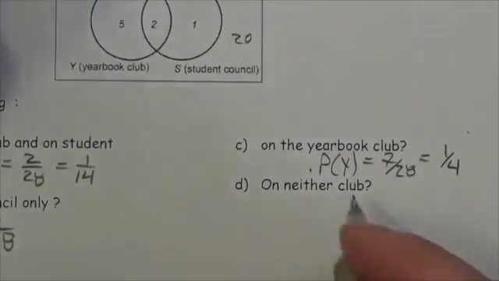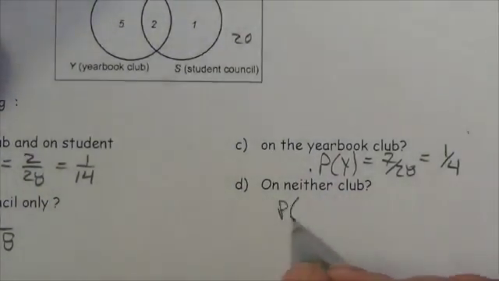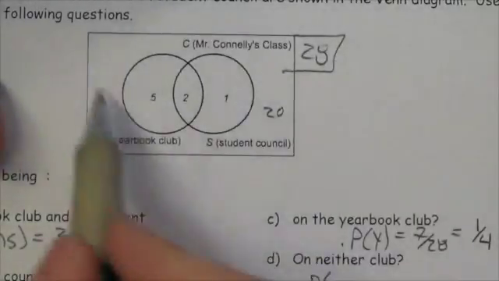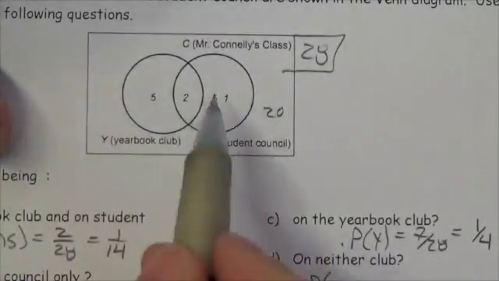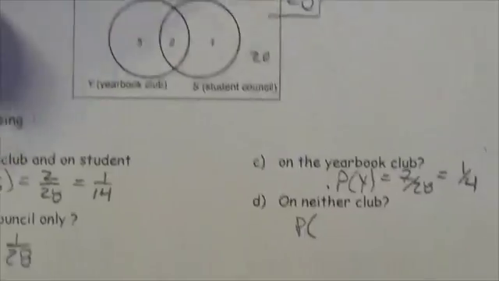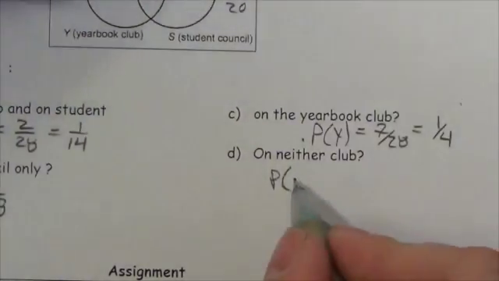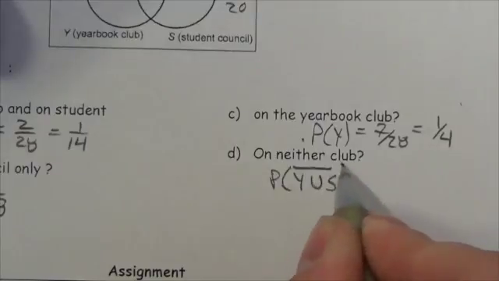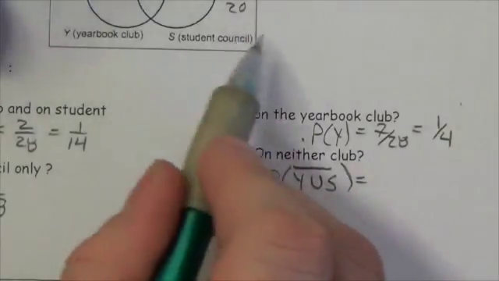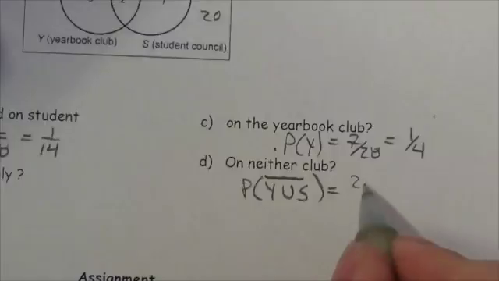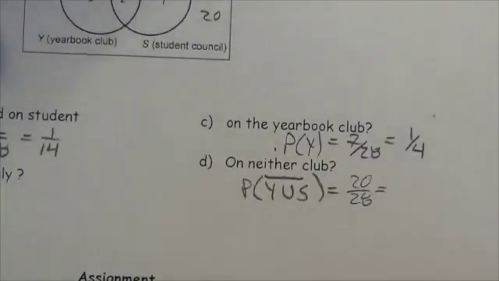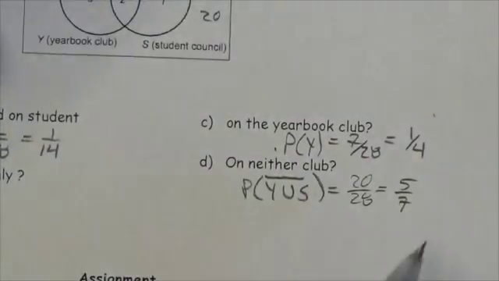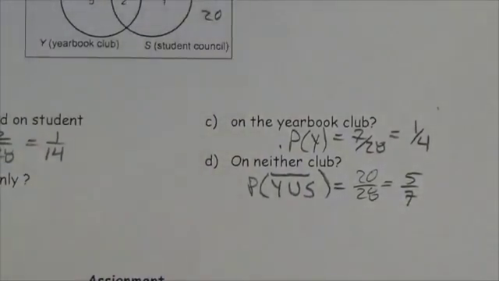On neither club. Now remember, being on one of those clubs, or at least one of those clubs, would be the union of those 2 sets. So we're looking for the opposite of that. So we're looking for yearbook or student council, but not that. And it turns out outside there are 20 students. So 20 out of the 28. You can divide those both by 4 and we'll get 5/7. So the probability that you're not on either one of those clubs is 5/7.